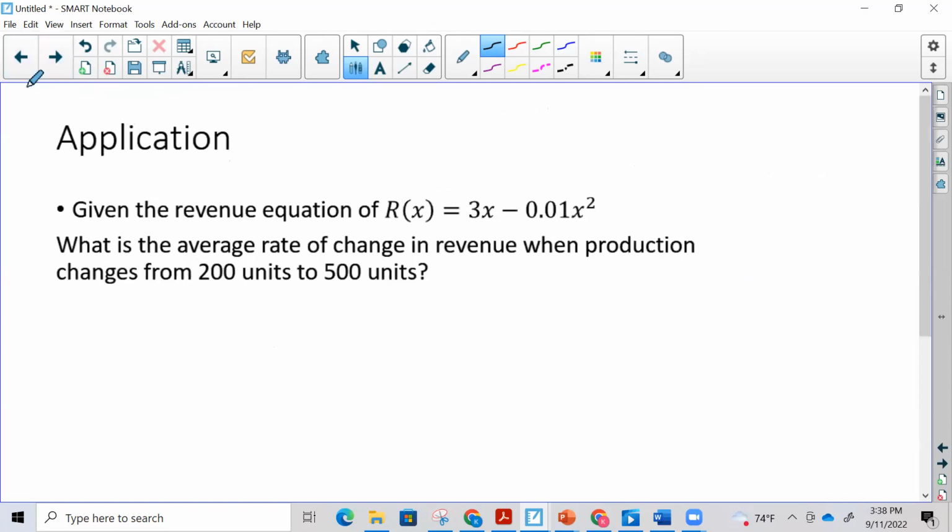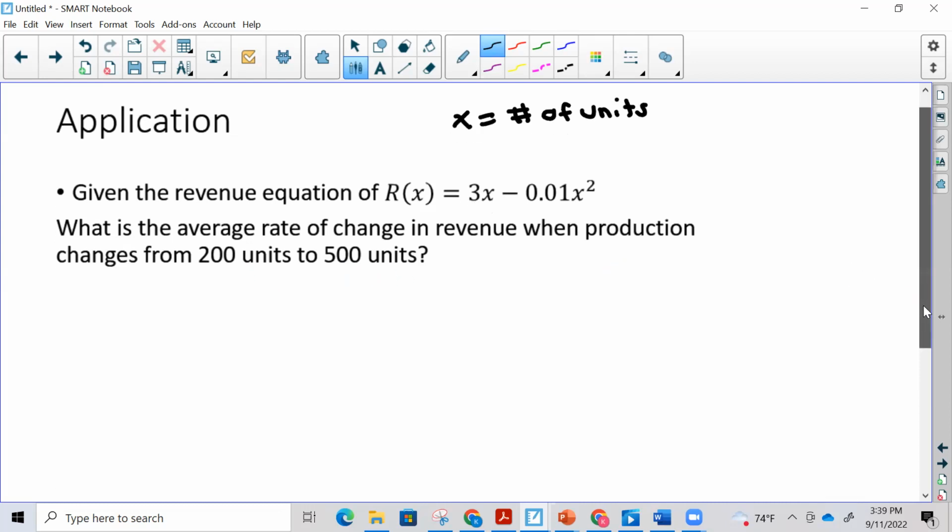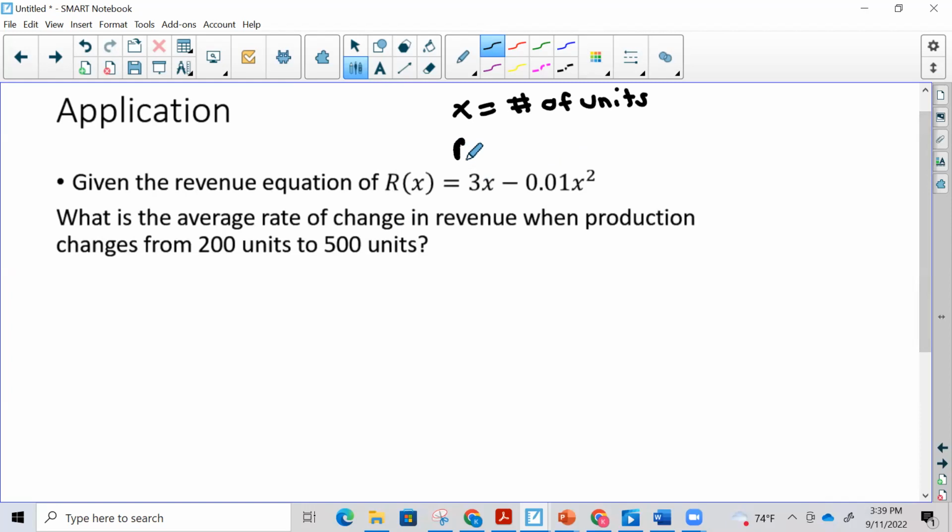So let's look at one application problem. If we're given the revenue equation R of x equals 3x minus 0.01x squared, what is the average rate of change in revenue when production changes from 200 units to 500 units? So in this case, x is the number of units. And so that's what we're looking at, the average rate of change when the number of units changes. And my revenue, R of x, is going to be in dollars.